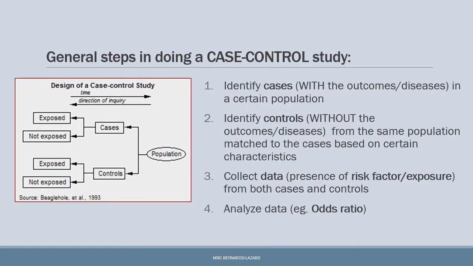So basically, in doing a case control study, we first identify cases, or those with the outcomes or diseases, in a certain population. Then we identify the controls, or those without the outcomes or diseases, from the same population. And we collect data for the presence of the risk factor or exposure from both cases and controls. At the end of this study, we analyze the odds ratio, which states the risk of having the disease among those who have the exposure compared to those without the exposure.